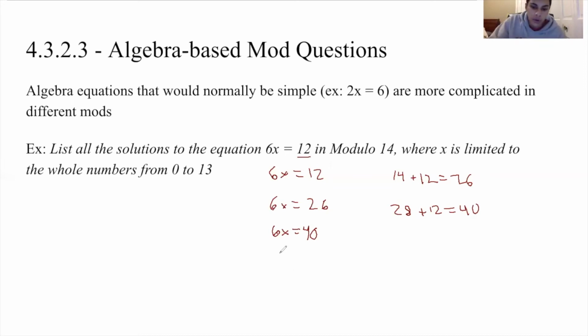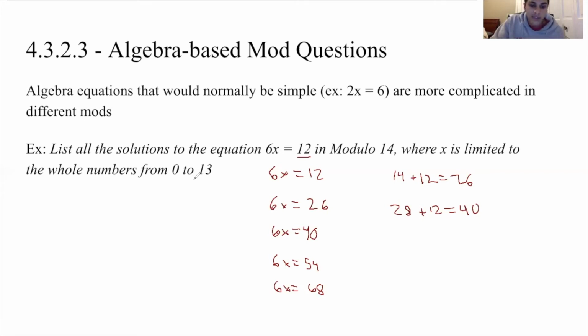And we could keep going with this. We could say 6x is equal to 54, because 54 simplifies to 12 in mod 14. And then we could do another. We could say 6x is equal to 68 in mod 14. But the way we know how to stop is when we figure out what the highest possible value of x would simplify to.